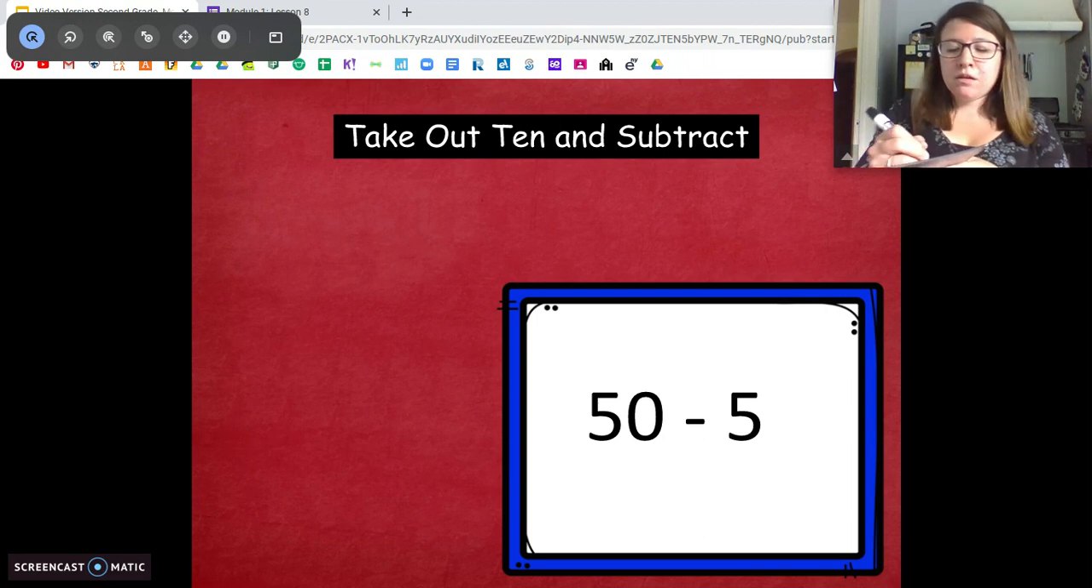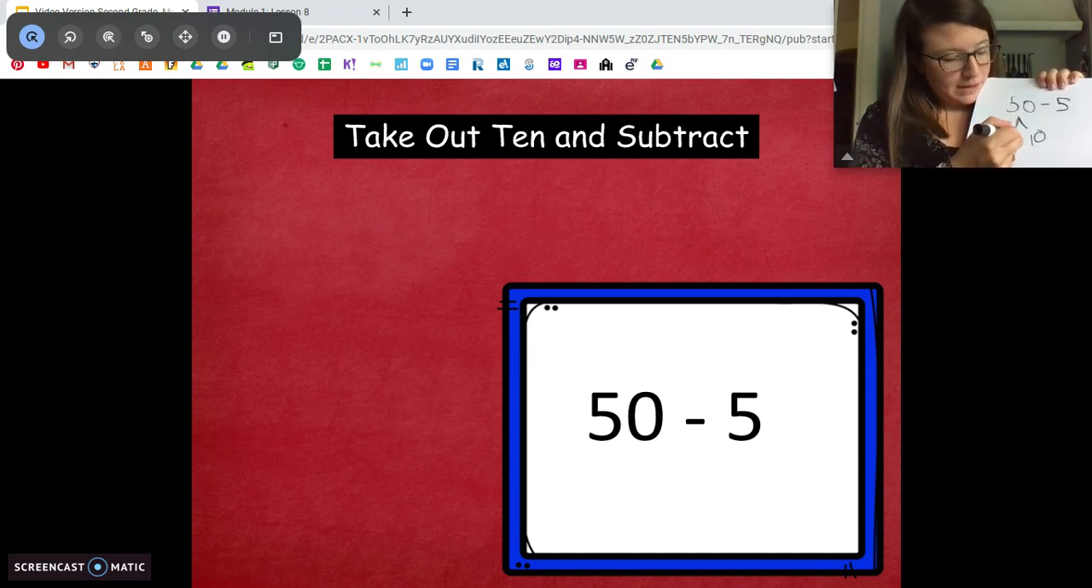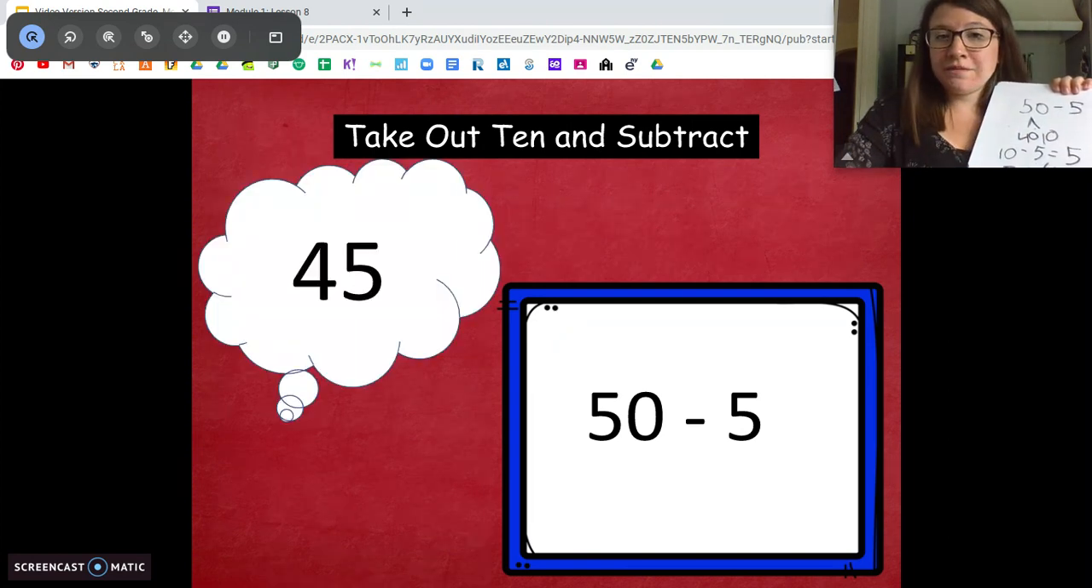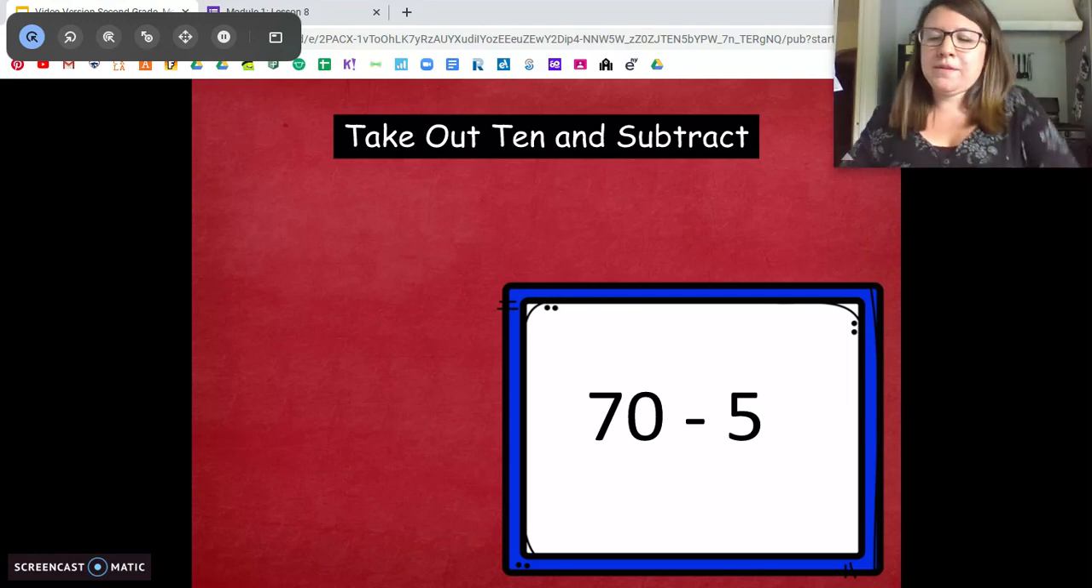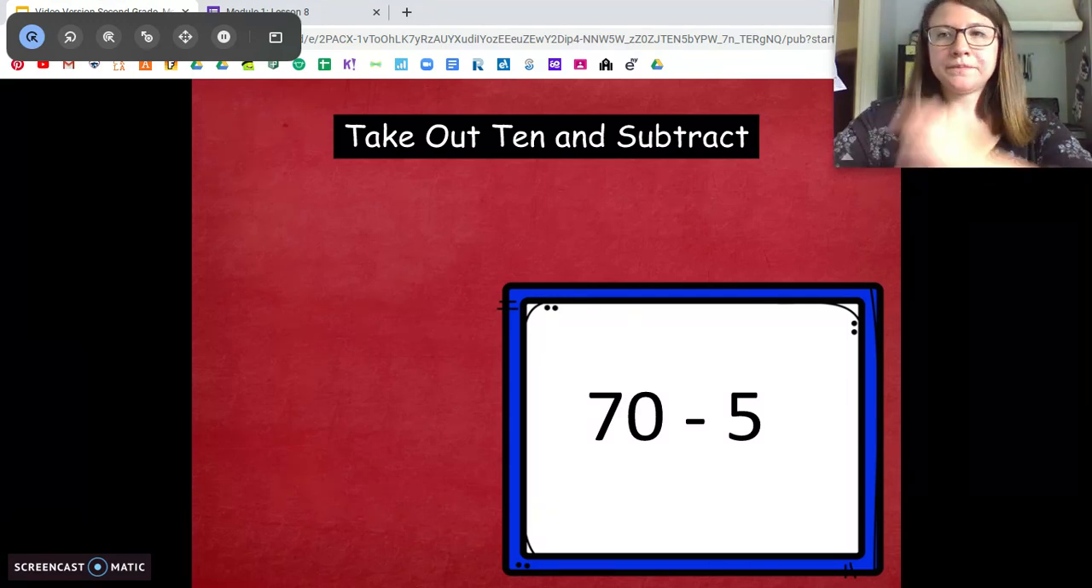Ready? Okay, so 50 minus 5. We'll break apart the 50 into a 10, and our other part is 40. And then we do our 10 subtraction. 10 minus 5 equals, we know that one, 5. And then we add the 5 to our extra 40, and we get 45. Good. Try this one. 70 minus 5. Go ahead and pause and do it on your own.